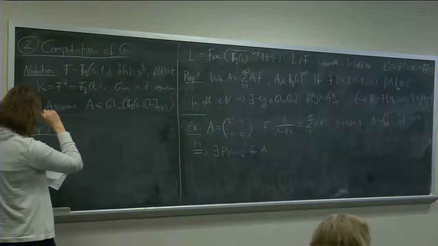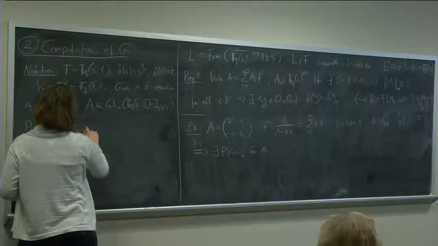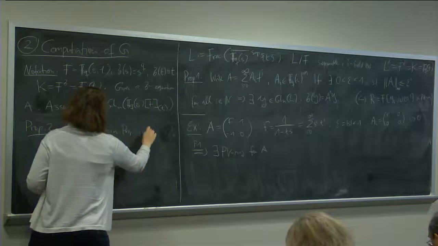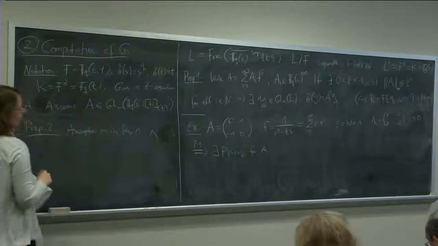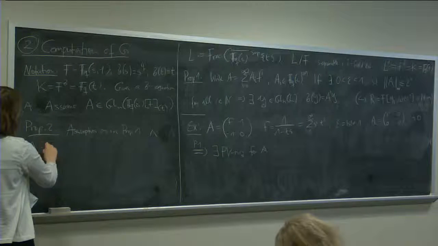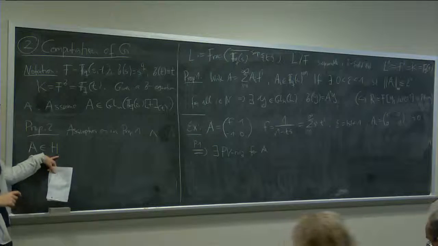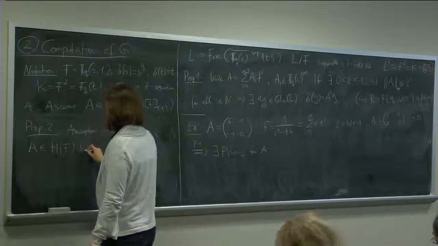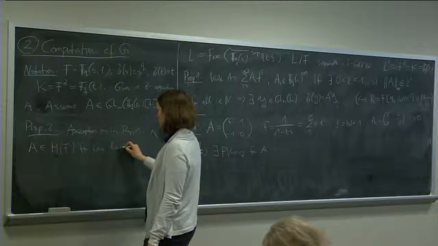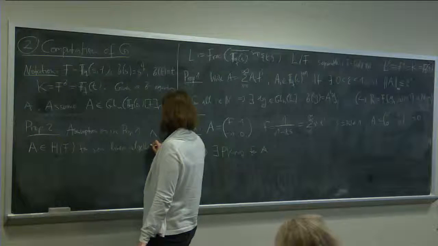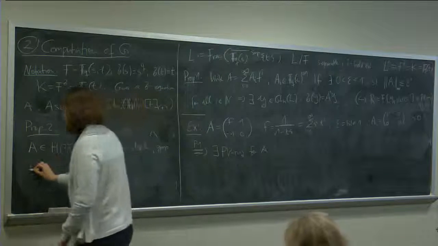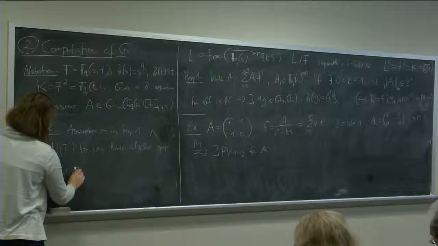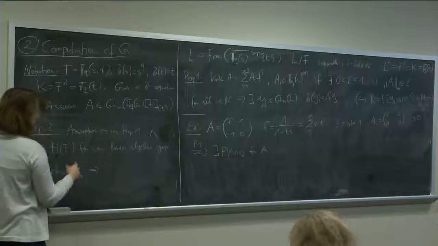Proposition 2: assume the same assumption as in proposition 1. And in addition, we assume that A is contained in some linear algebraic group H, which is defined over F2. And then the Galois group G is contained in H.